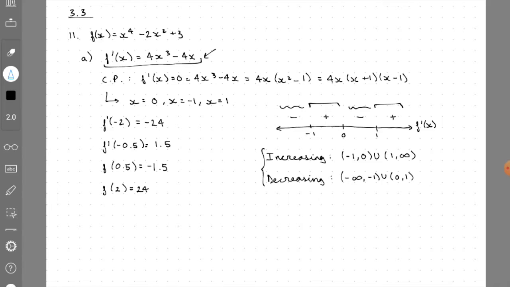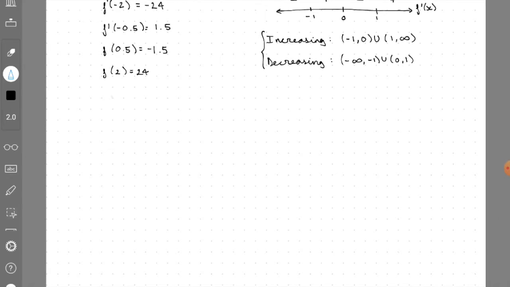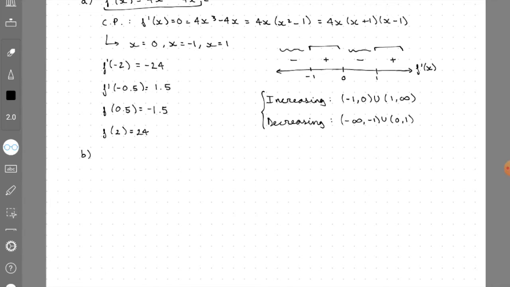Okay, let's move on to part B. Part B is asking about the local max and local min values of x. They're basically asking us, looking at this number line and all the work that we've done, where is there going to be a max and a min? Well, if you get a change from increasing to decreasing, or decreasing to increasing, that point is going to be either a local max or local min.